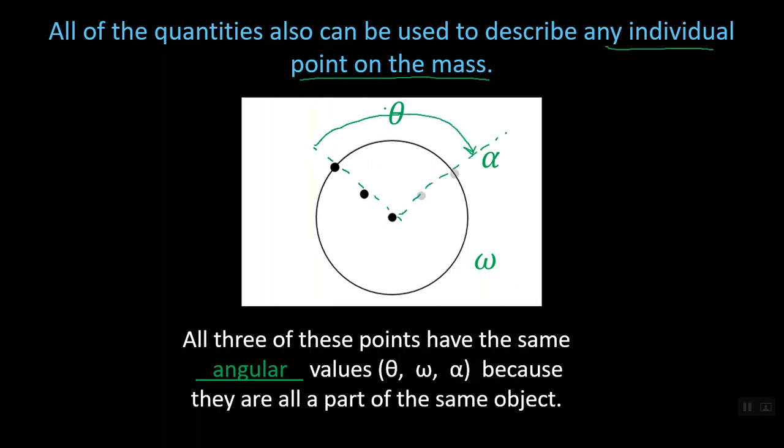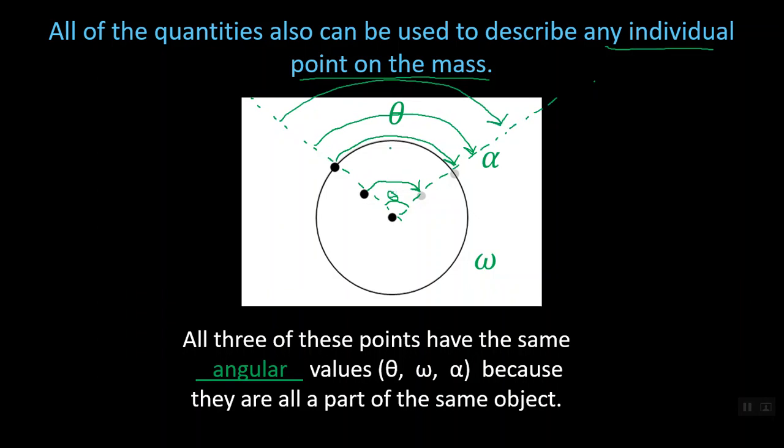Well, it turns out this point on the edge also rotated through that same angular displacement theta, and so did this point in the middle. Notice if they are moving with the disk, this angle is the same no matter how far away from the center of the disk you get. This angular displacement theta that we have used to describe the entire disk also is describing all points on that disk.